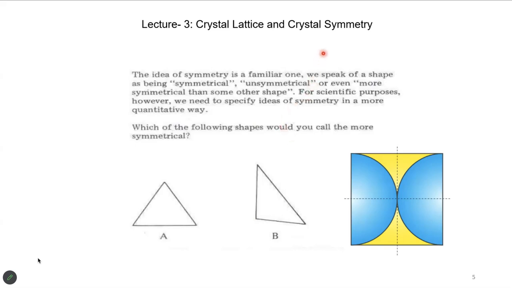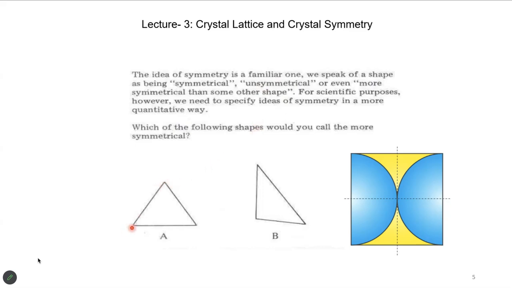You can see that we are always talking about crystal symmetry. But this is a very, very essential thing in crystallography. But a non-crystallographer can also talk about symmetry. They often say symmetrical object, unsymmetrical object, or sometimes more symmetrical object.